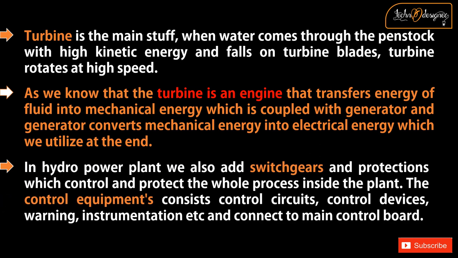In a hydro power plant we also add switch gears and protections, which control and protect the whole process inside the plant. The control equipment consists of control circuits, control devices, warning, instrumentation, etc., and connects to the main control board.